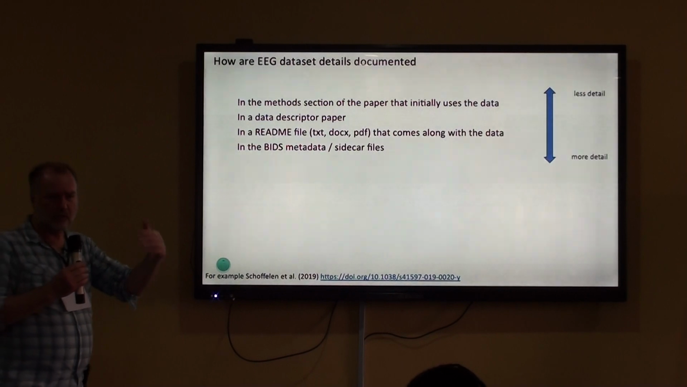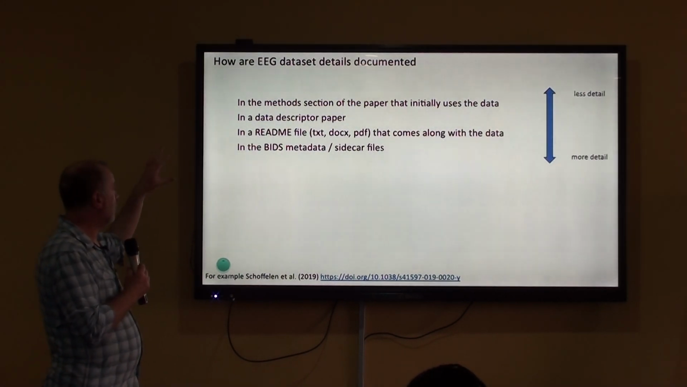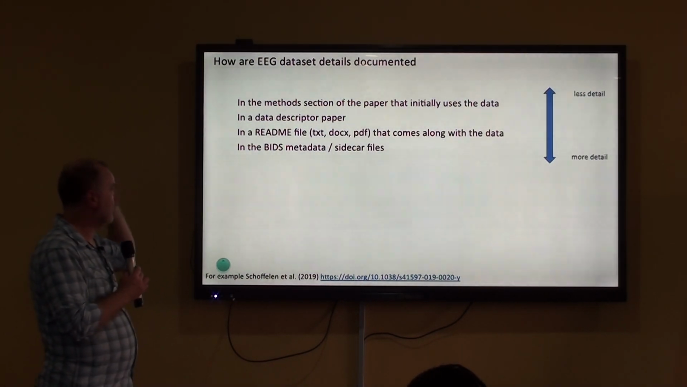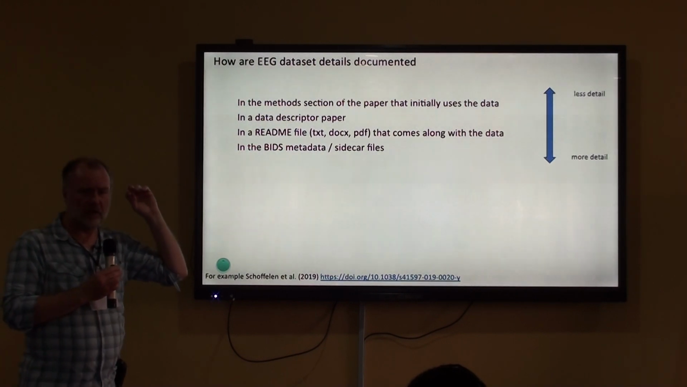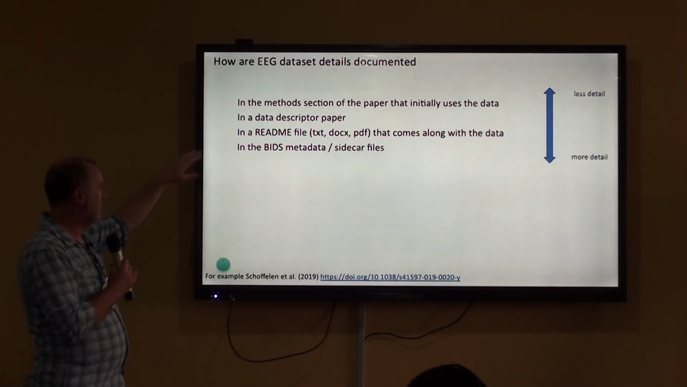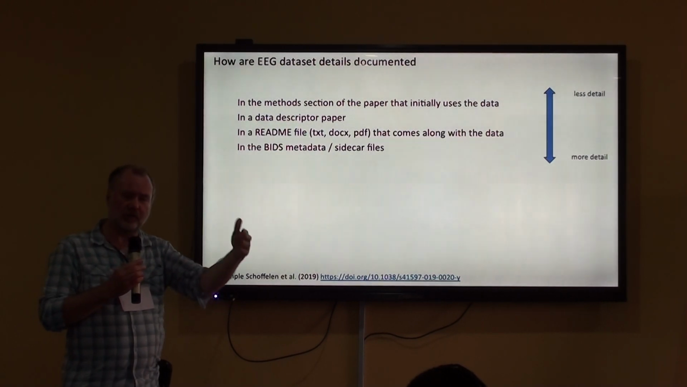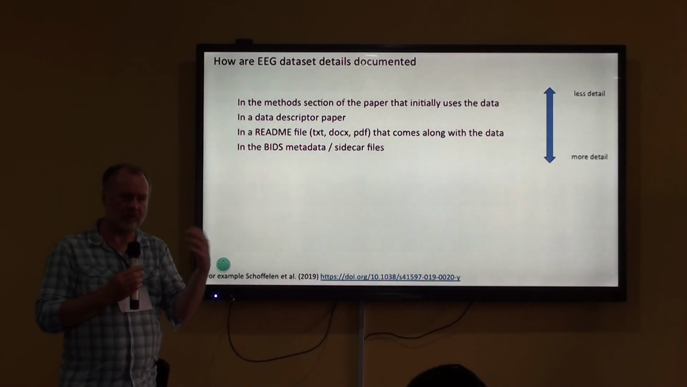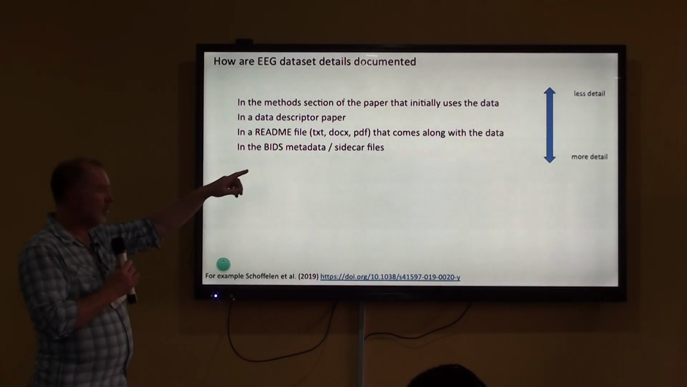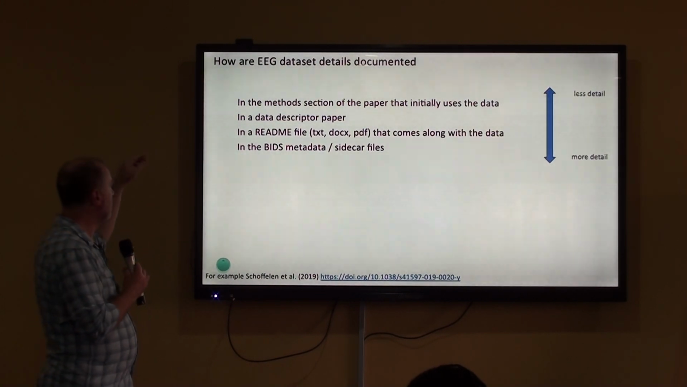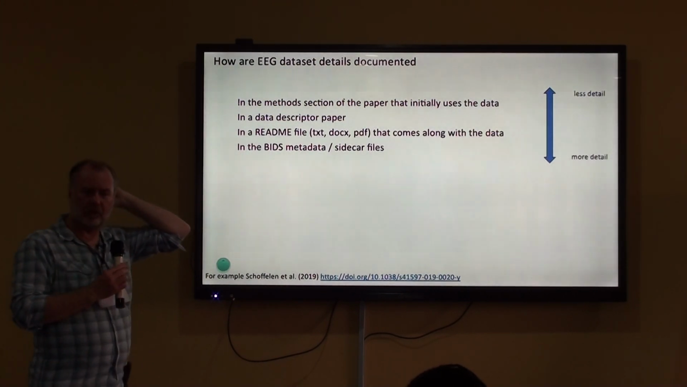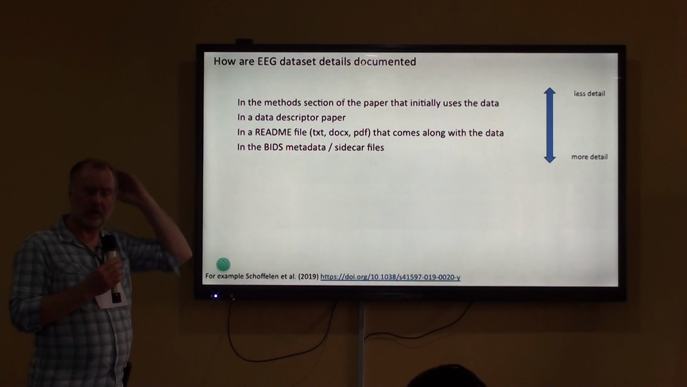If we zoom out a little bit and think about how an EEG data set is documented, on the one hand we have the methods section of the paper that initially used the data. That's where you find details about the EEG recording and about the participants, but they don't have that much detail. There can be a data descriptor paper, as in Scientific Data, that will have more detail.